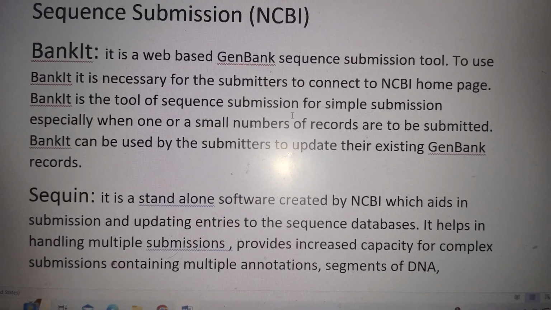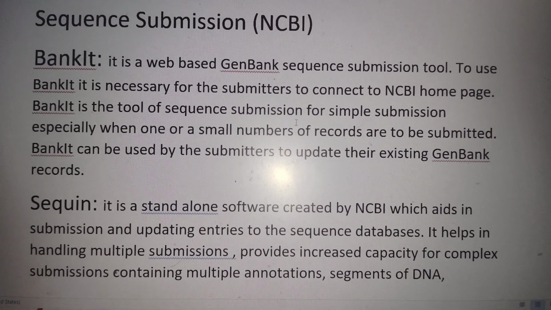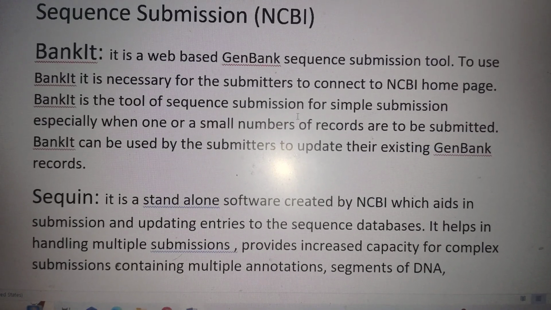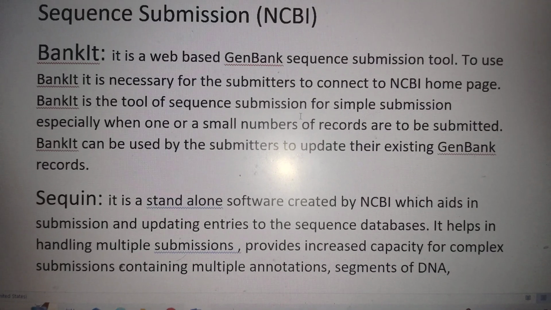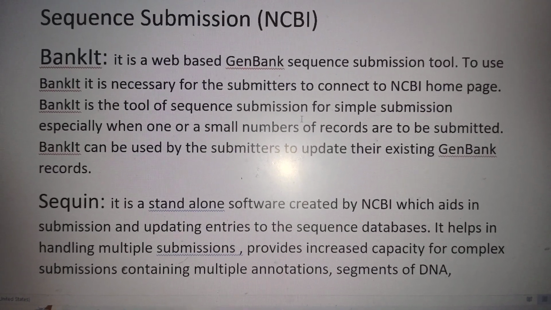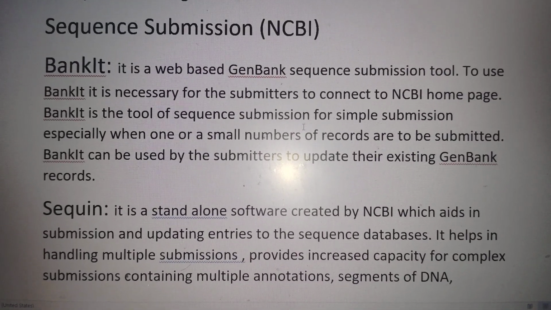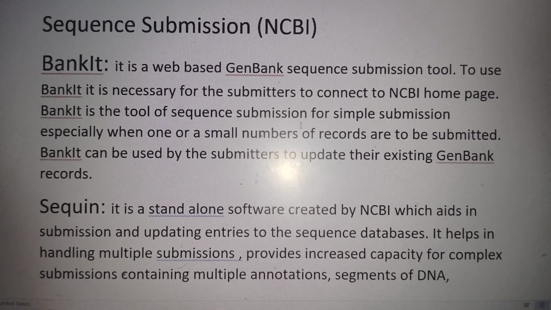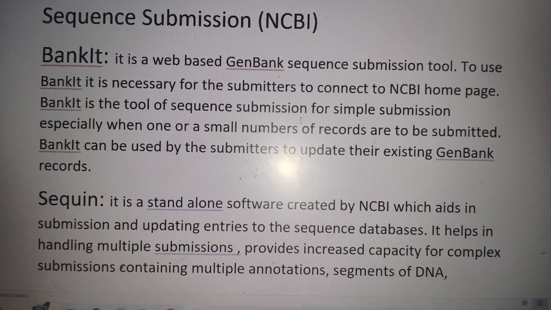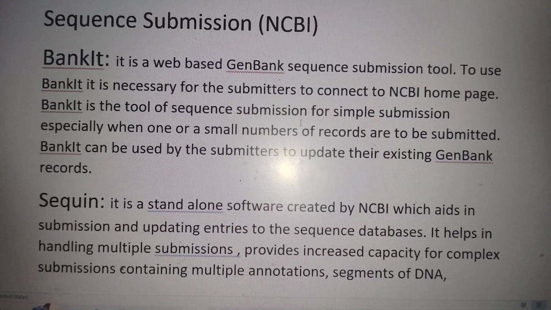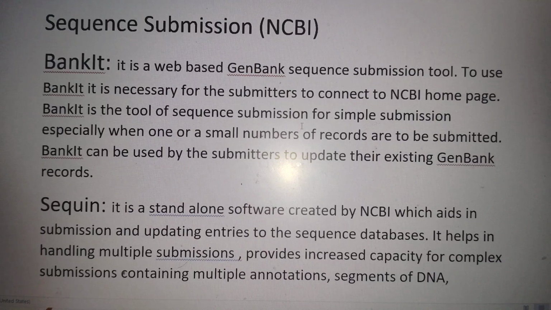But what is the difference? We have two tools here: BankIt and Sequin. The difference is that in BankIt, you can submit simple records, like one or two. But when you need to submit complex records, like when the records have a large number of segments of DNA or multiple annotations, or they require increased capacity, there we use Sequin.